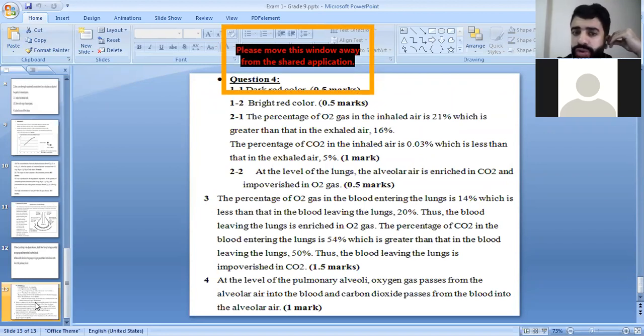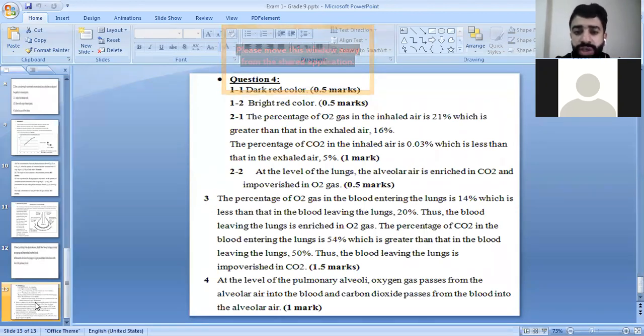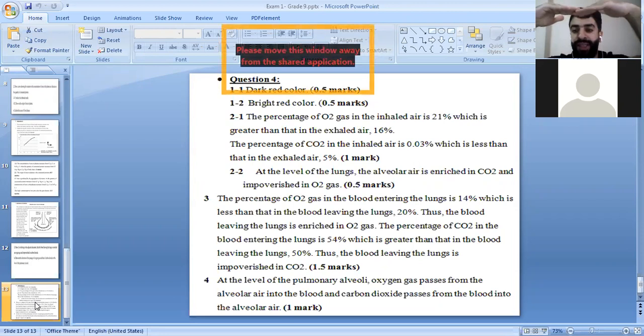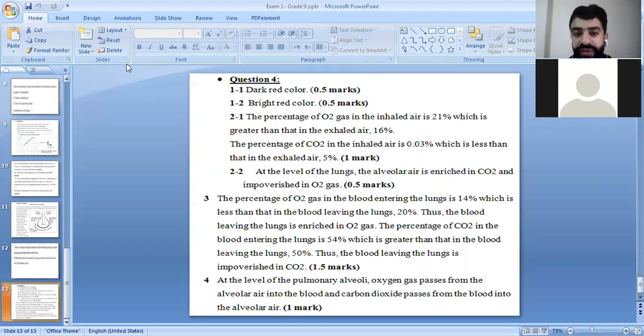The percentage of O2 gas in the inhaled air was 21%, which is greater than that in the exhaled air, which is 16%. The percentage of CO2 in the inhaled air was 0.03%, which is less than that in the exhaled air, which is 5%. So at the level of the lungs, what happened? The alveolar air is going to be enriched in CO2 since the amount of CO2 increases, and that of oxygen decreases. That's why it's going to be impoverished in O2 gas.